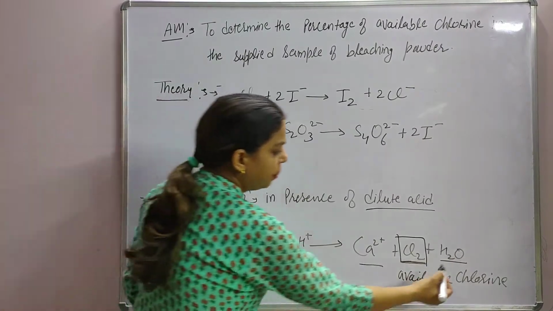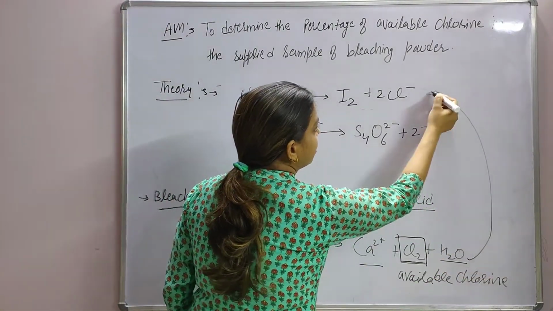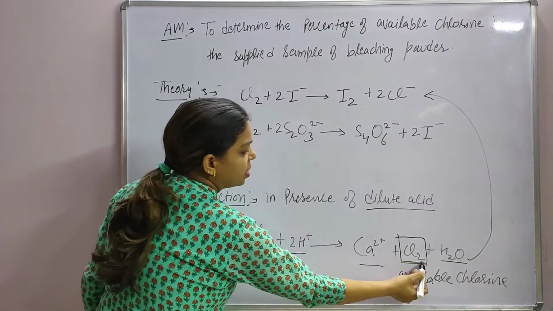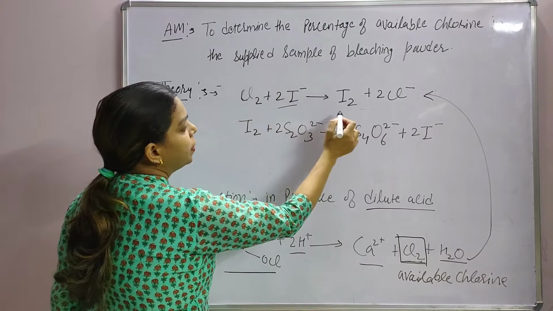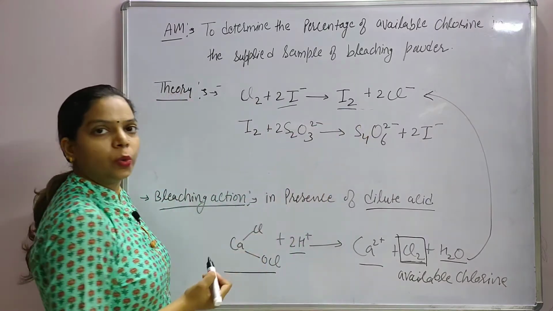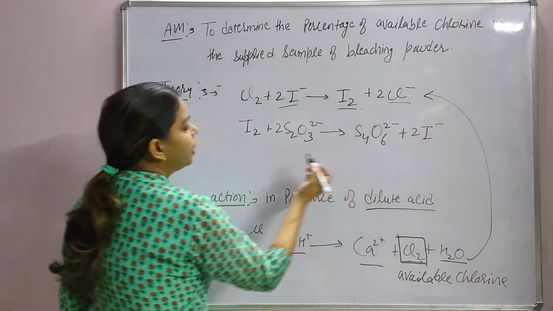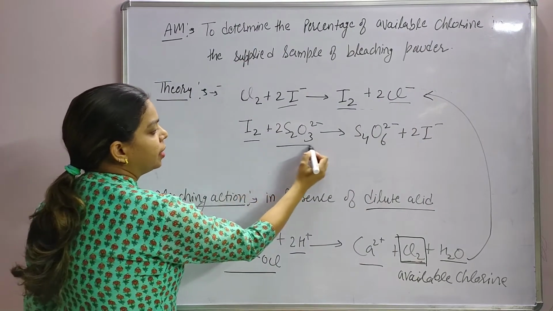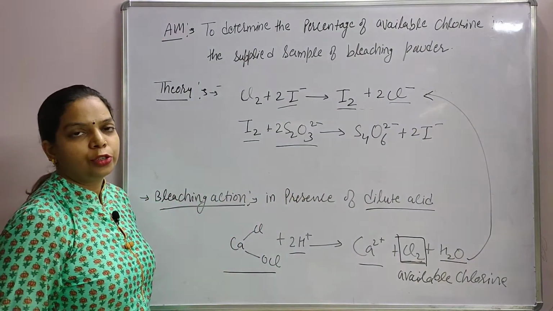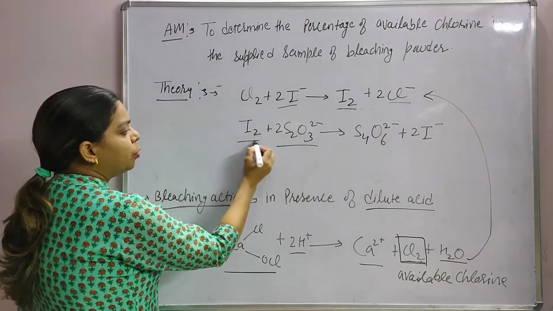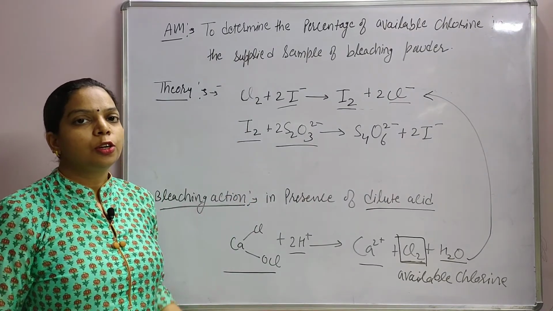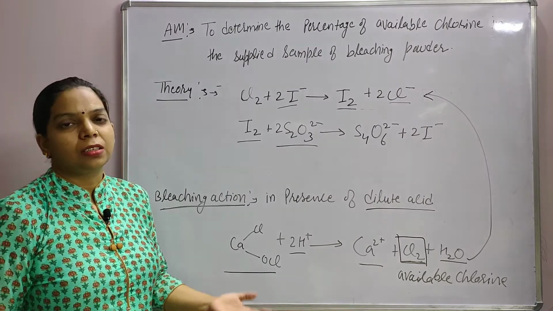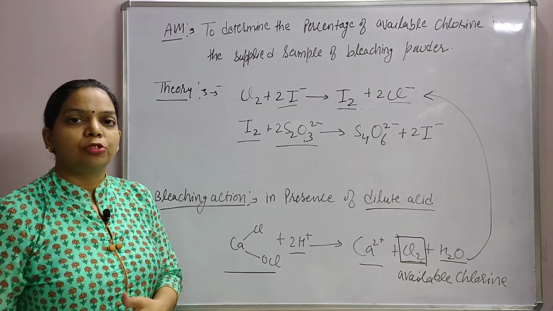So after this step you can write these two reactions. Once chlorine is available, we add KI to this solution. This chlorine will help to liberate I2 and chloride ions will be formed, and then I2 will be titrated against thiosulfate solution to find out the amount of iodine present, which will be equivalent to the amount of free chlorine present in the given bleaching powder solution.